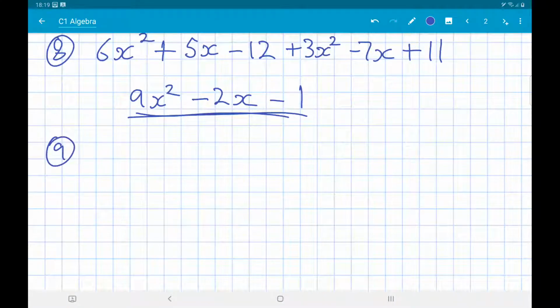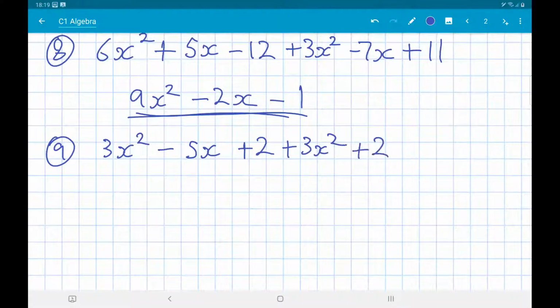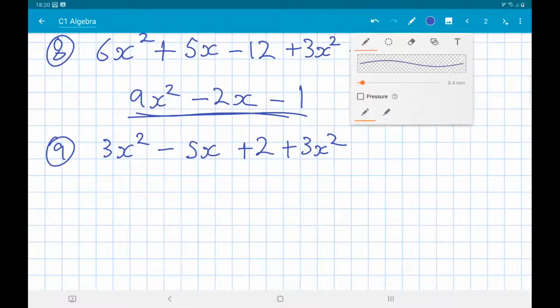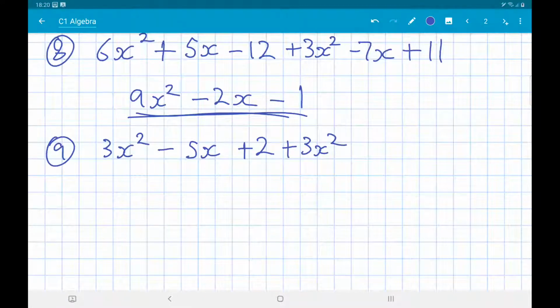Okay, 9. So you've got 3x squared, minus 5x, plus 2, plus 3x squared, plus 2x, plus 7. Ooh, that's not the right one. So you've got 5x plus 2, 3x squared minus 7x. Right, I think I mixed up the equations from before. So you've got 3x squared minus 7x minus 12.